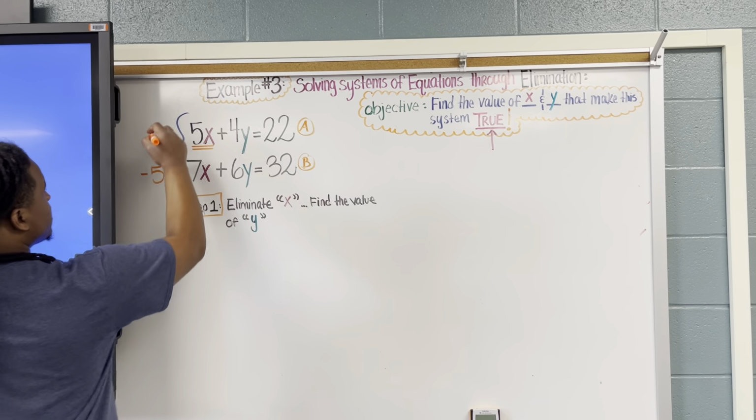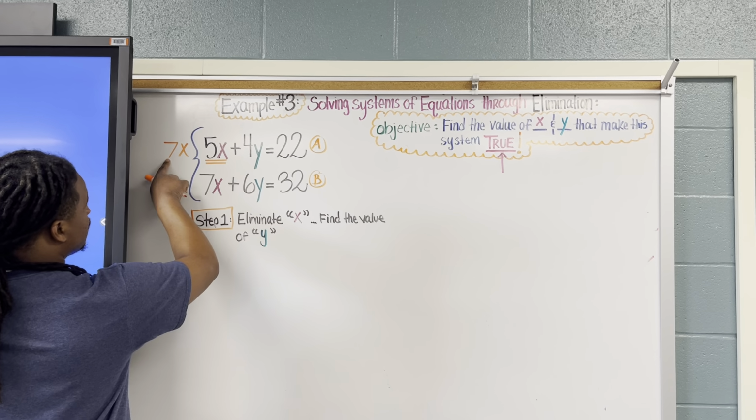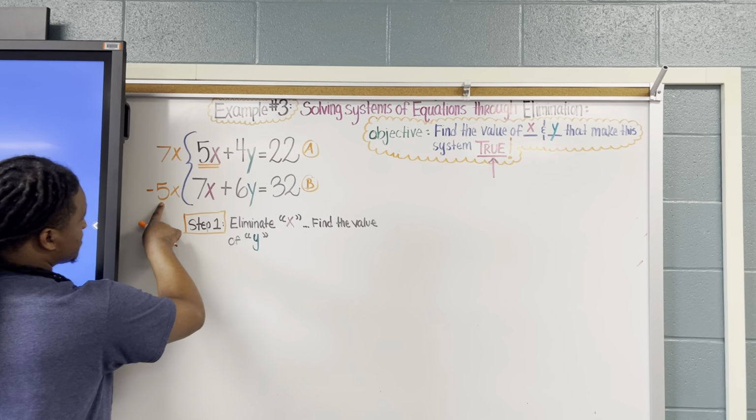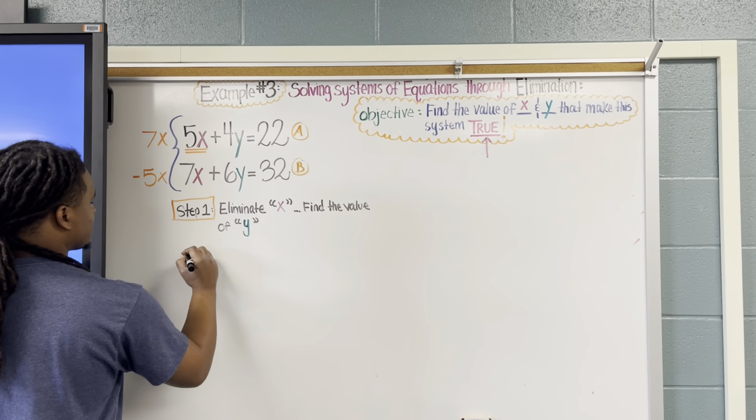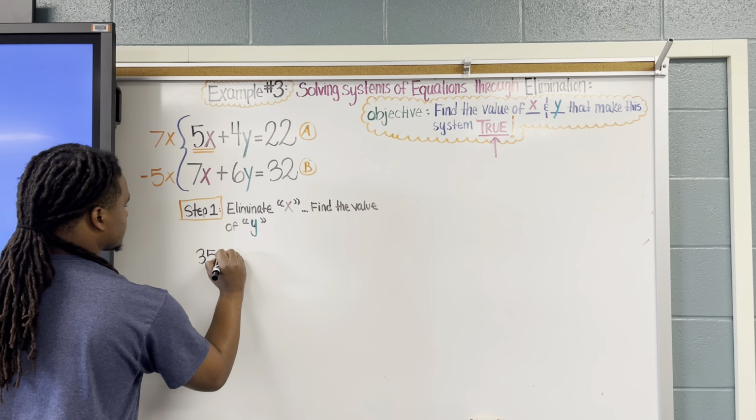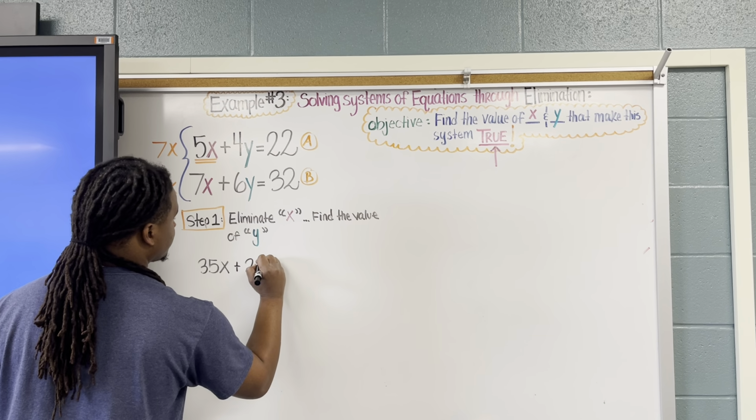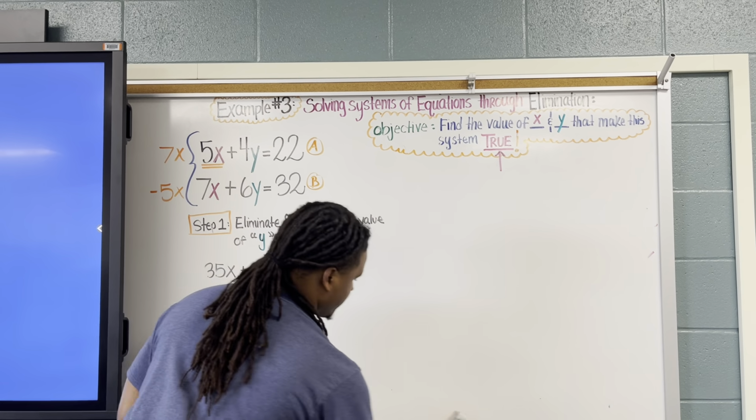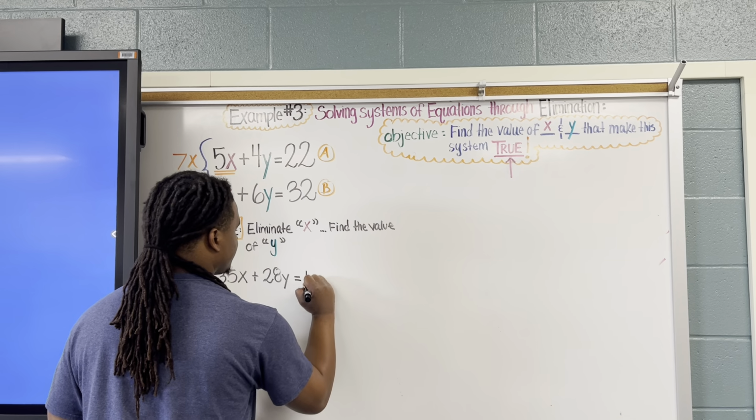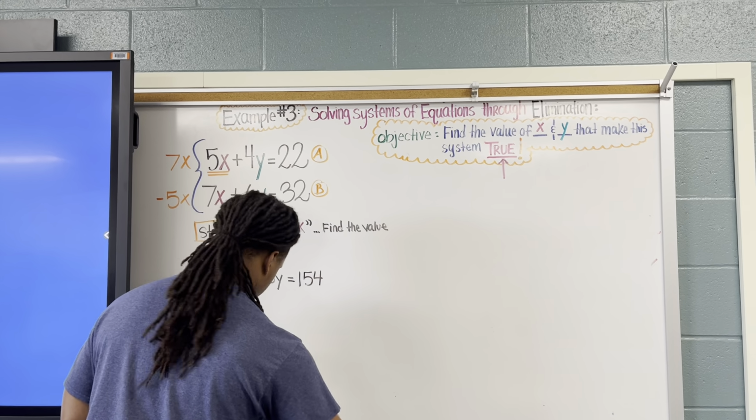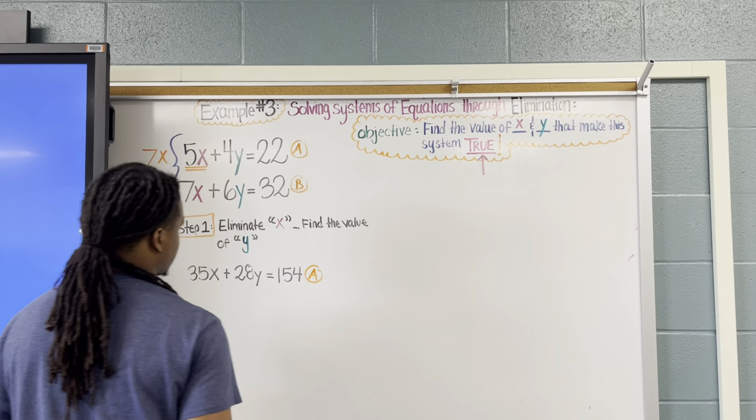So once again, we're going to multiply the first equation within this system by 7, and the second one by negative 5. Let's go ahead and do that. 7 times 5x is 35x. 7 times 4y is 28y. I have a calculator so I can make the process quicker. 7 times 22 is 154. This is still my equation that I titled as A.